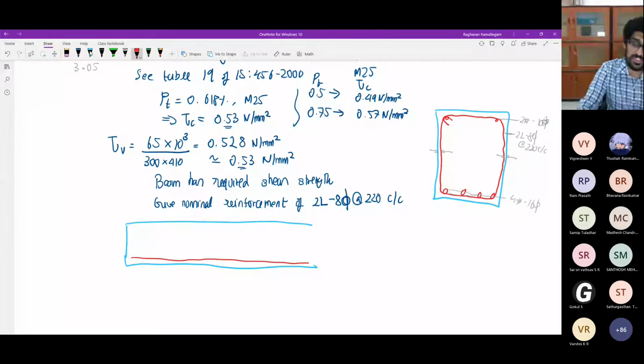In case you have top reinforcement also, then you don't need a hanger bar. If you have a doubly reinforced beam, then you'll have some reinforcement here also. That itself will become a hanger bar. No need to separately give a hanger bar if you have a doubly reinforced beam. So the longitudinal bars are shown. The stirrups will be shown like this. So you just have to show it vertically.